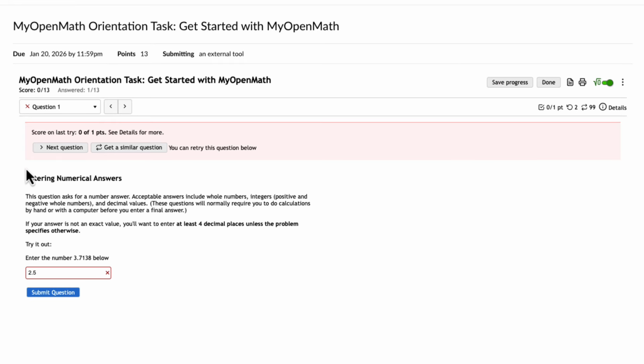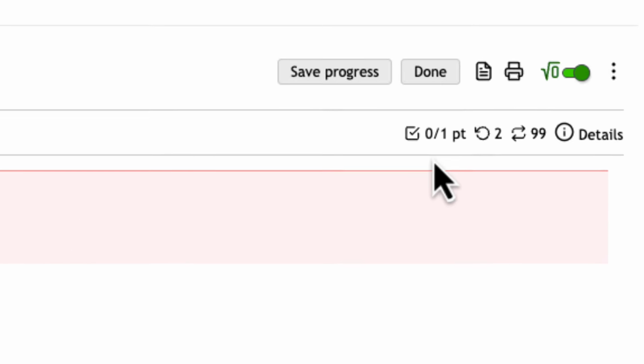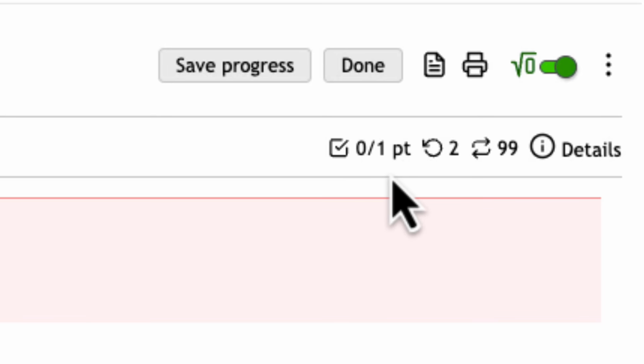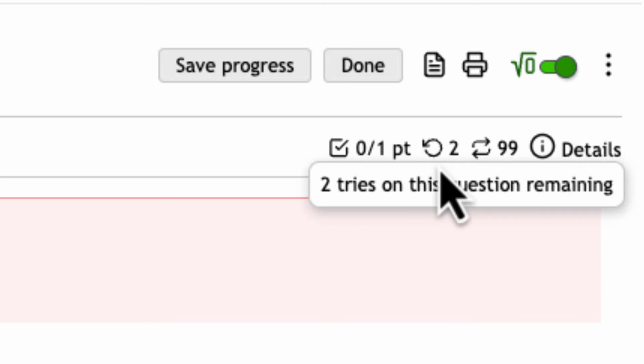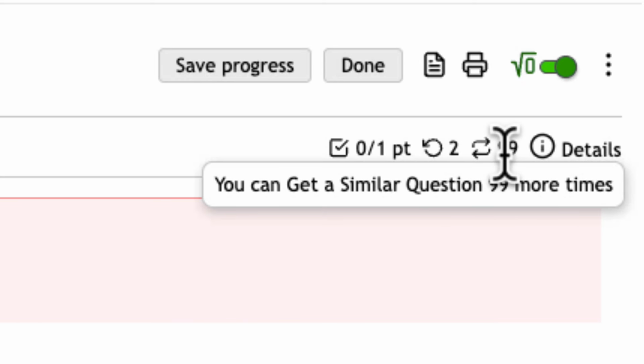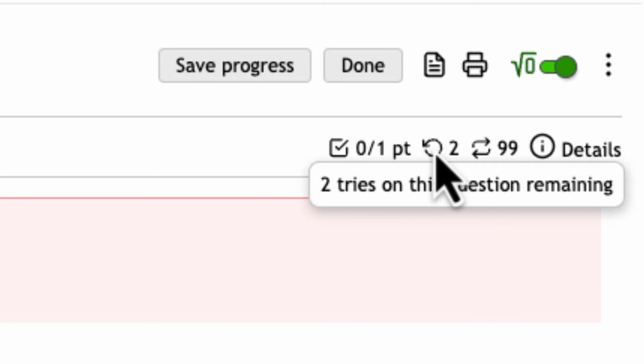You'll notice when I get the question wrong, there is a red X next to question 1. Now, I could just move on to the next question, or I could try to get a similar question. But if we go over to the right-hand side, you'll see that my score is still 0 out of 1 point, but I have 2 tries on this question remaining, and I can still get 99 more similar questions. So since I still have 2 tries on this question, I'm going to try this question again to see if I can get full credit.